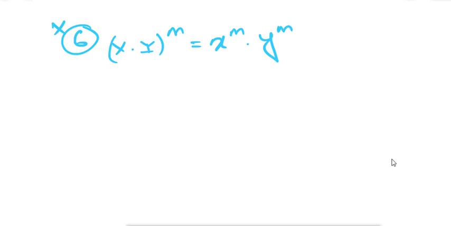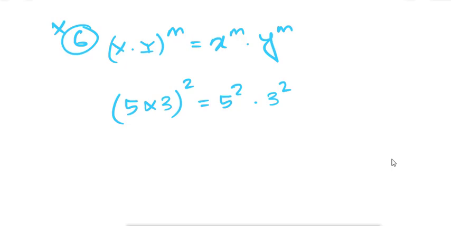Rule number 6 says x dot y whole to the power n is basically x to the power n into y to the power n. For example, 5 times 3 whole to the power 2. We can write it 5 square times 3 square. So this is rule number 6.